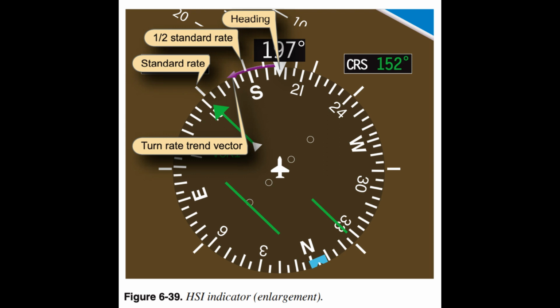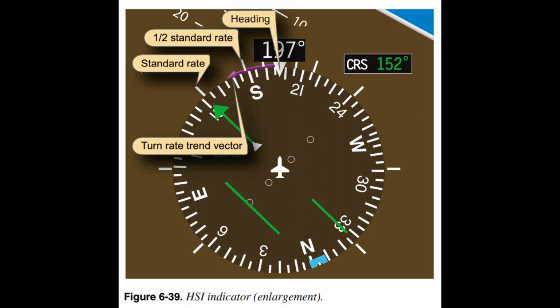A standard rate turn would be indicated by the trend indicator extending to the second tick mark. A turn rate in excess of standard rate would be indicated by the trend indicator extending past the second tick mark. This trend indicator shows what the aircraft's heading will be in 6 seconds, but is limited to indicate no more than 24 degrees in front of the aircraft or 4 degrees per second. When the aircraft exceeds a turning rate of 25 degrees in 6 seconds, the trend indicator has an arrowhead attached to it.